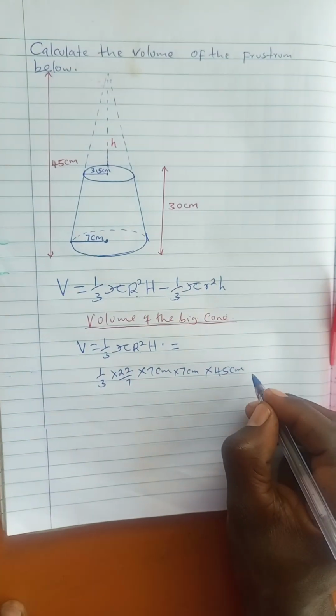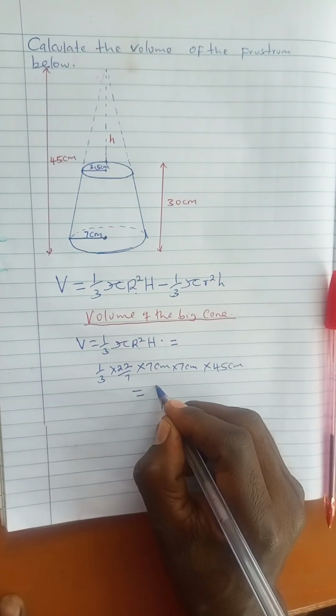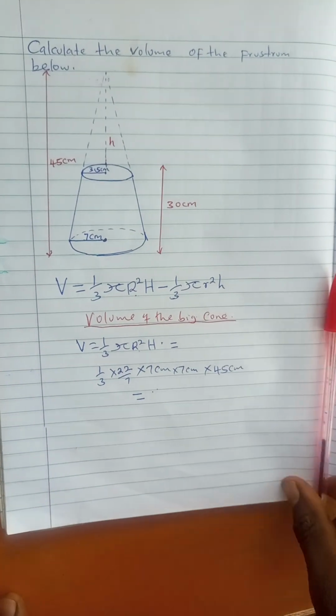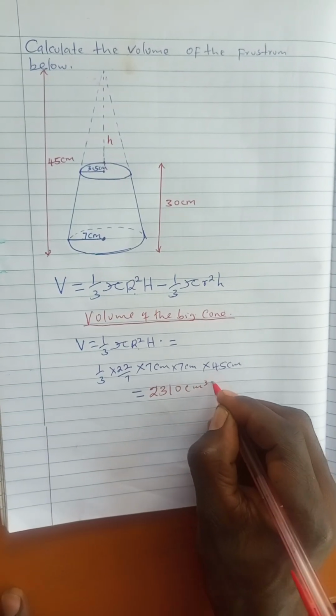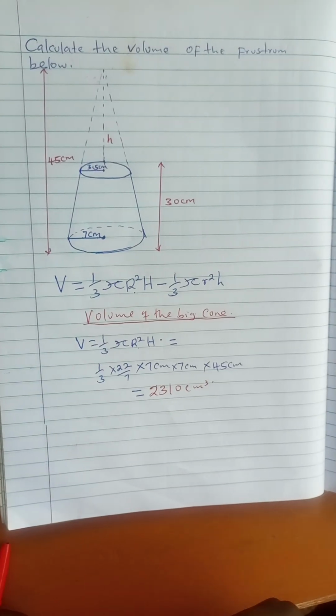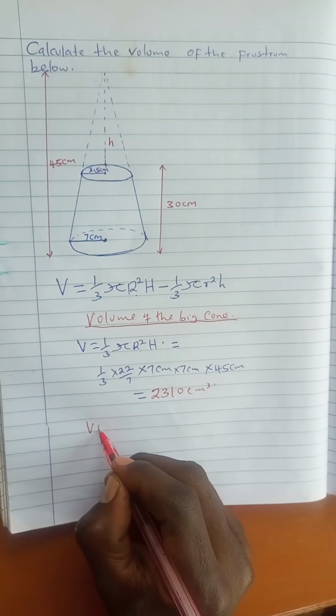Now that gives us, at the end of the day, an answer of 2310 cubic centimeters. That is the volume of the bigger cone. We move to the volume of the small cone.